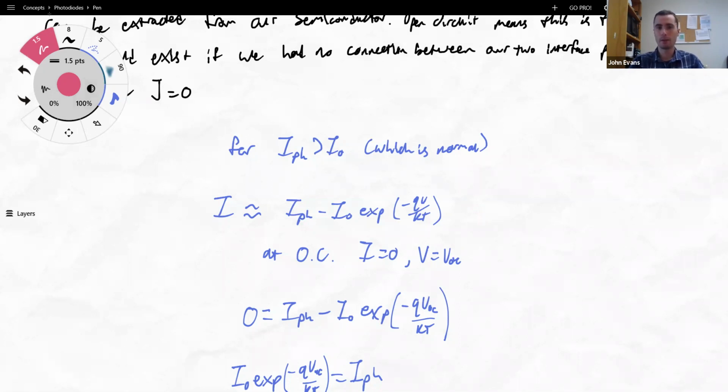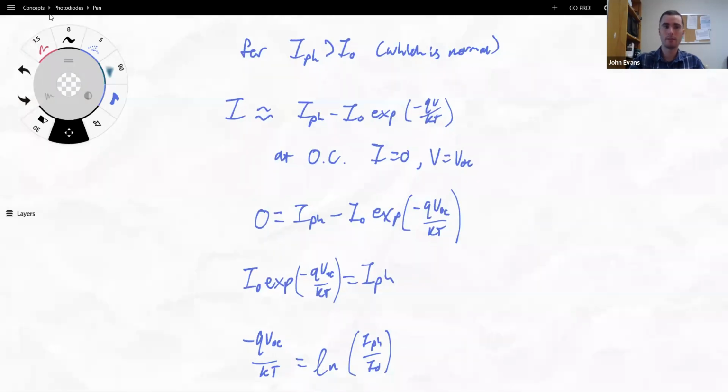Then at open circuit, we define that the total current, this one, is equal to 0, and that the voltage is now equal to our open circuit voltage. So we're going to change that parameter there to a specific value. All right, so we end up with this. We just set everything equal to 0 right over there, and we have our new VOC in there.